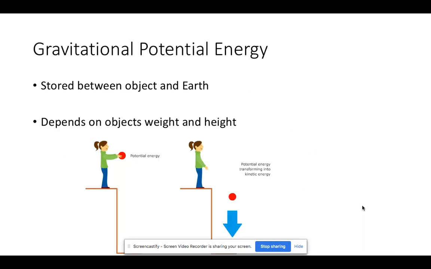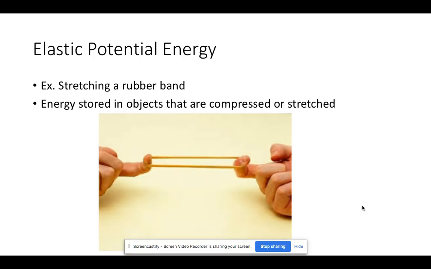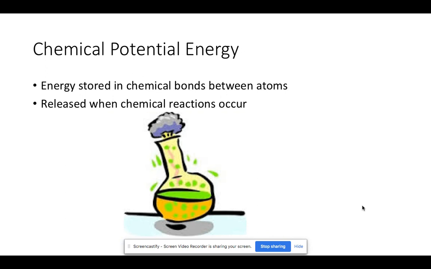So the first type of potential energy is gravitational potential energy. And this is between objects and Earth, and it depends on the object's weight and height. The next type of energy is elastic potential energy, and this is like when you stretch a rubber band. It is the energy stored in objects that are compressed or stretched. And if you release the band, it will snap. So that is the stored potential energy in there.